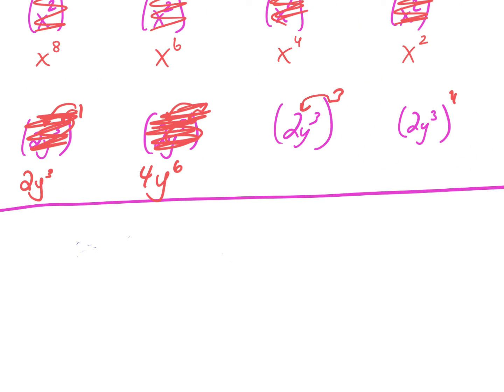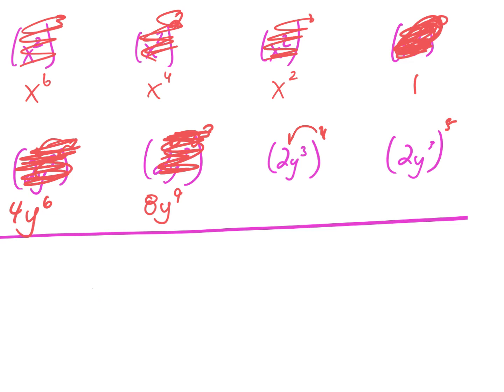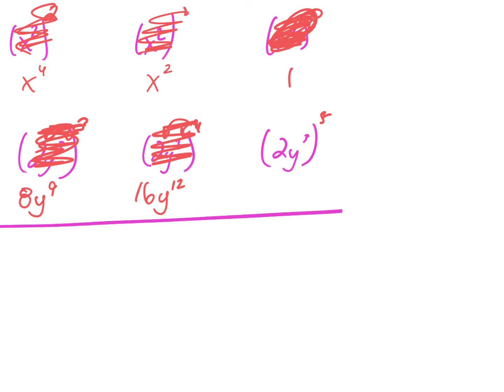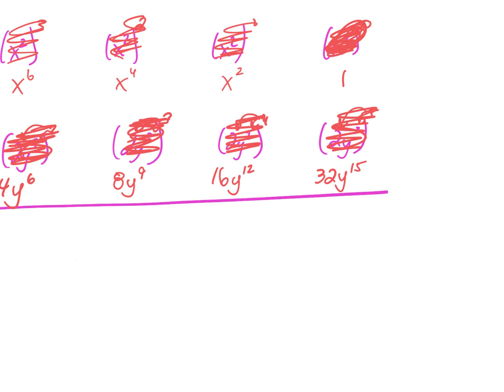This 3 goes to the 2 and to the y. So this becomes 8y to the 9th, right? 4 goes to the 2 and to the y, so this becomes 16y to the 12th. 5 goes to the 2 and to the y, so this becomes 32y to the 15th. Does anyone have any questions where I got all of those numbers from?